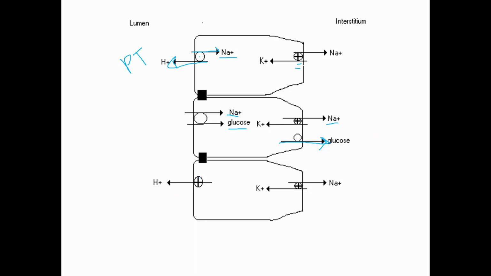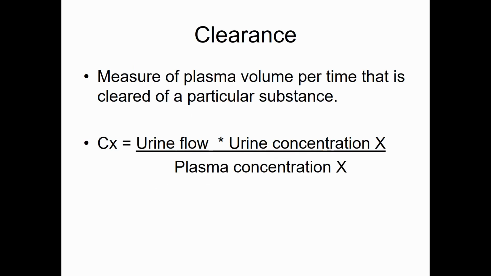Later in the kidney, when we're adding extra hydrogen ion to the filtrate, we use hydrogen ATPase to get rid of the hydrogen. And we'll talk about that later on in the course.